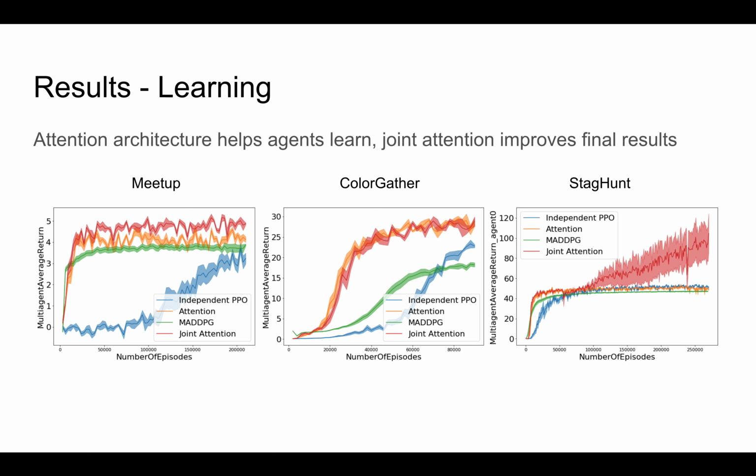Our experimental results show that restricting the agent's attention to a few objects improves performance, and encouraging those attention maps to match improves the results even further.